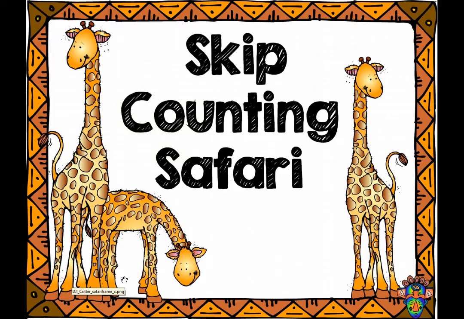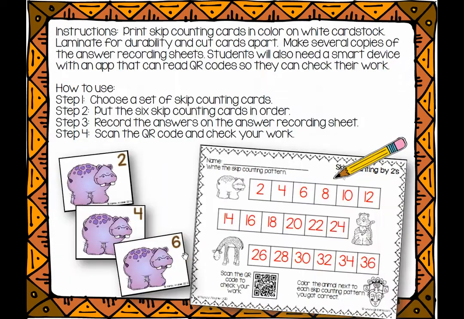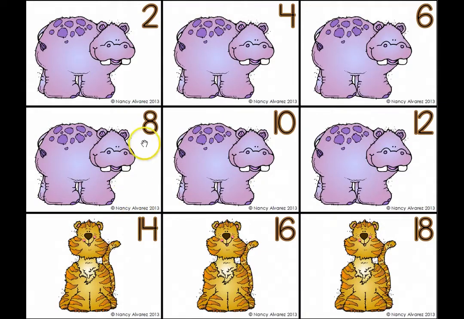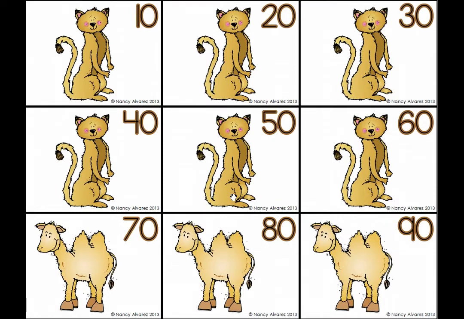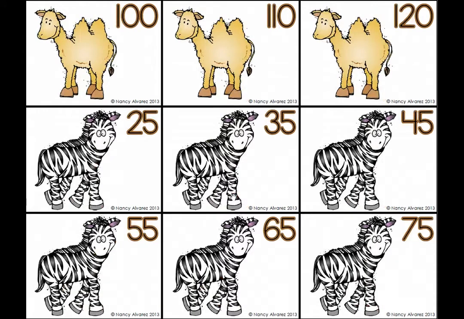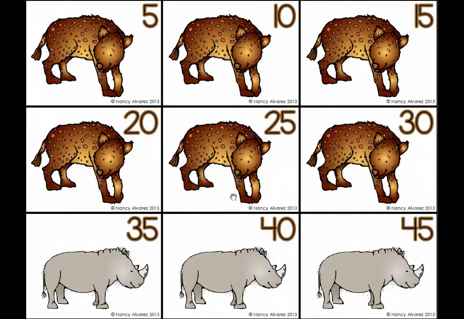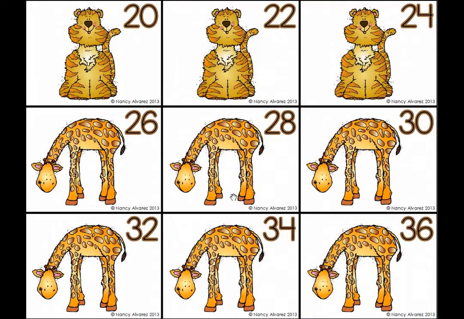The next few activities all have to do with some kind of skip counting. There's skip counting by 2s, by 5s, and by 10s. There are cards like this. There's 3 sets of skip counting by 2, and there's 3 sets of skip counting by 5, and then there's 3 sets of cards skip counting by 10. So you just use what you're working on with your students. You may not use all the 10s or the 5s.